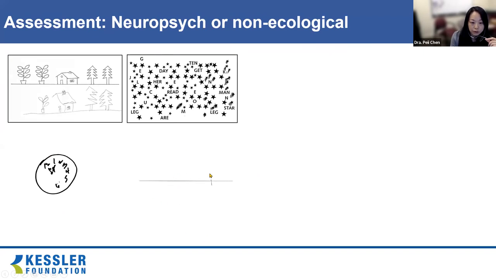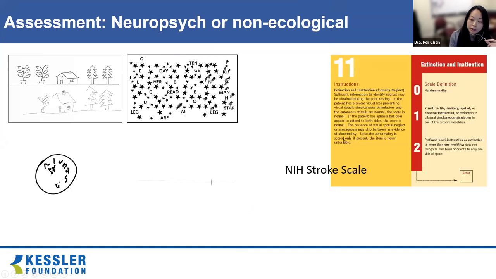This one I haven't shown you, it's line bisection. It's very easy, it's just a horizontal line. You print it on a piece of paper or you present it on a computer screen and you ask the patient to mark the center, to cut the line in half, basically. And this is an example of patients who have right brain damage and neglect the left side. This is the behavior.